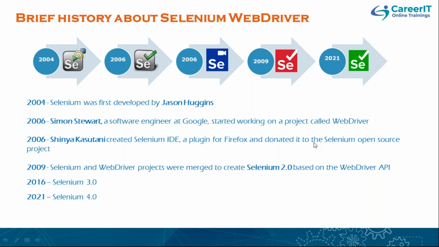Okay, then the major year here comes, like 2009. This is the major year where Simon Stewart started developing an object oriented API called WebDriver. He merged the Selenium RC project, that is nothing but Selenium 1.0, into this WebDriver API, and he released one integrated project called Selenium 2.0. So from Selenium 2.0 onwards we generally call it Selenium WebDriver, which was released in the year of 2009.